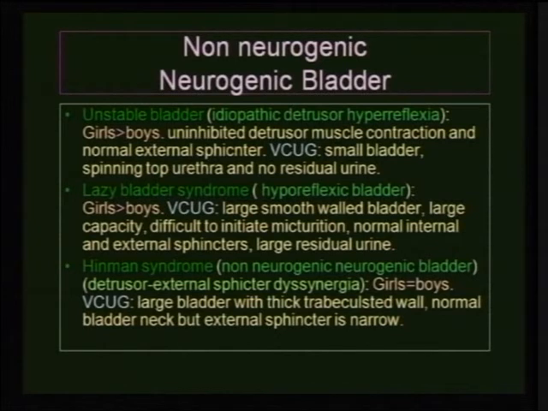The most common of those three types is the third one, Hinman syndrome, dyssynergia. The detrusor muscles contract, internal sphincter opens, but the external sphincter is closed. And that's why there is like outlet obstruction. The bladder is large, thickened, trabeculated wall, and can have diverticuli, and you will find the child is able to pass a small amount of urine, then stop. Small amount of urine and stop, and this is Hinman syndrome, non-neurogenic neurogenic bladder.